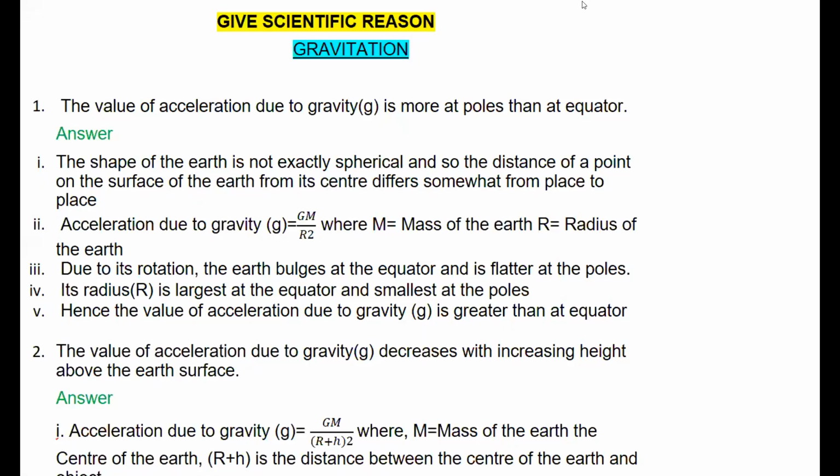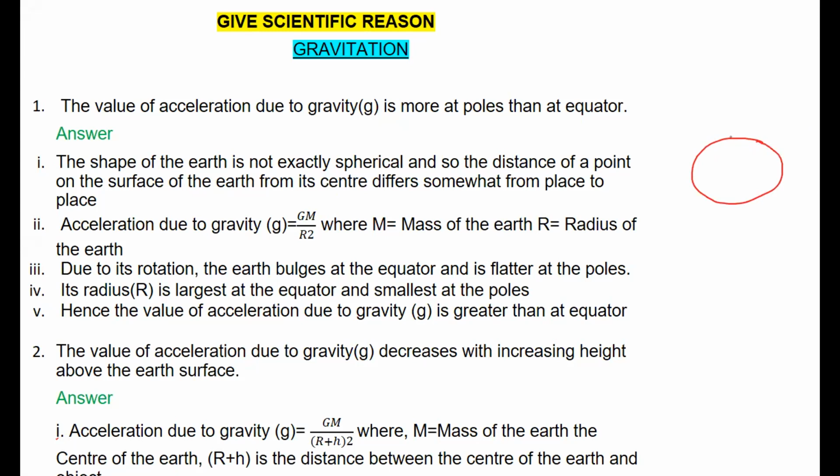Let us start. First we will discuss gravitation lesson give reason. The question is: value of acceleration due to gravity is more at poles than at equator. That is the question. We know that Earth is not exactly spherical in shape. It is bulged at the equator and flattened at the poles.